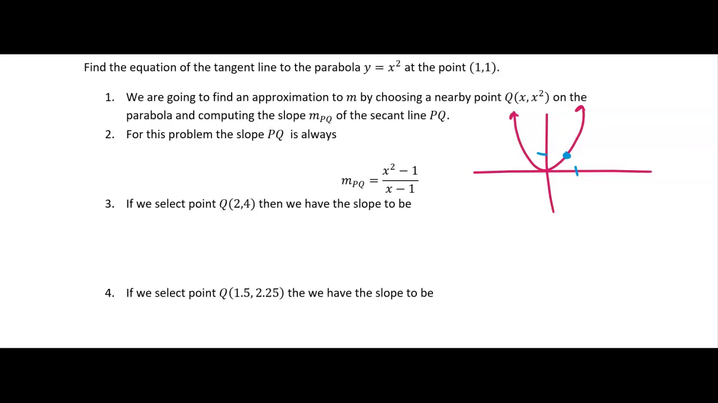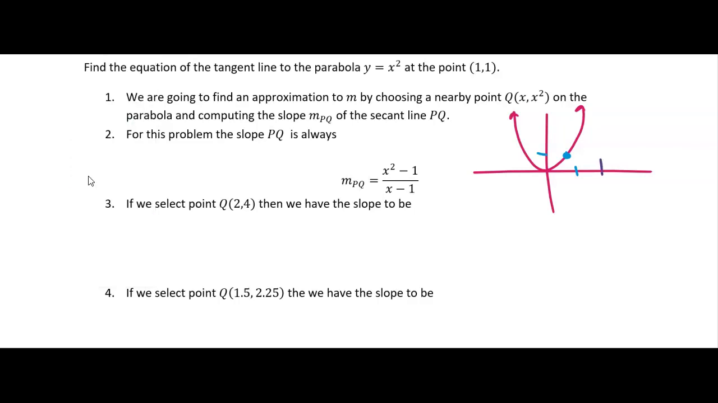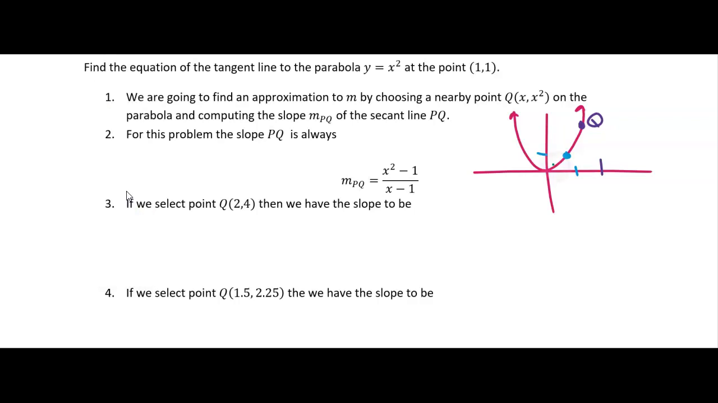What we want to do is find an approximation to the slope by choosing a point Q on the parabola and computing the slope near point P. Right now, point P is my (1, 1) point, so we'll make up a point Q. Point Q could be here to the right of point P. Technically, point Q could be here to the left of point P. It really doesn't matter. Point Q could be anywhere but at P.